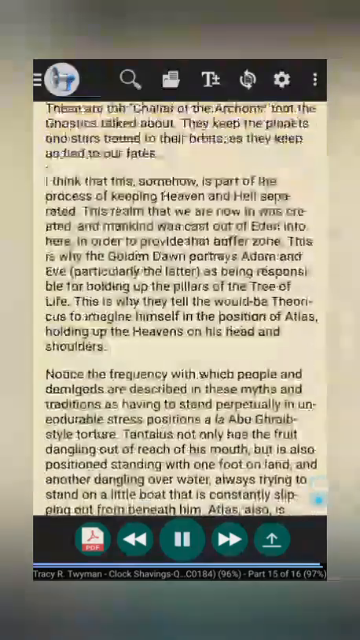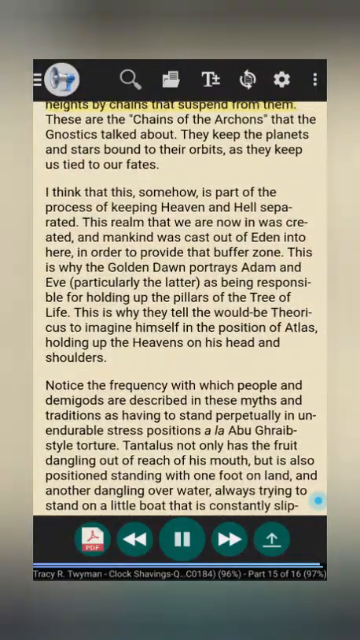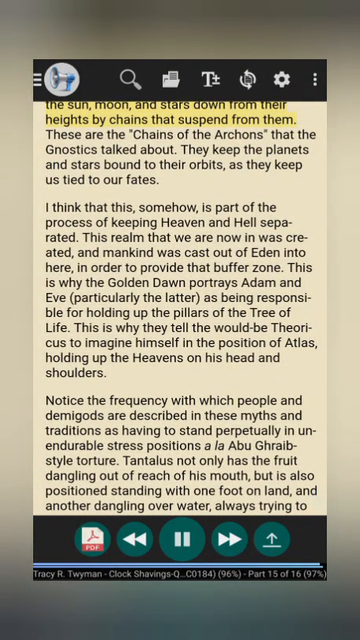Representation of Baphomet. It involves a hermaphroditic figure wearing a crown, dragging the sun, moon, and stars down from their heights by chains that suspend from them. These are the chains of the archons that the Gnostics talked about. They keep the planets and stars bound to their orbits, as they keep us tied to our fates. I think that this, somehow, is part of the process of keeping heaven and hell separated.